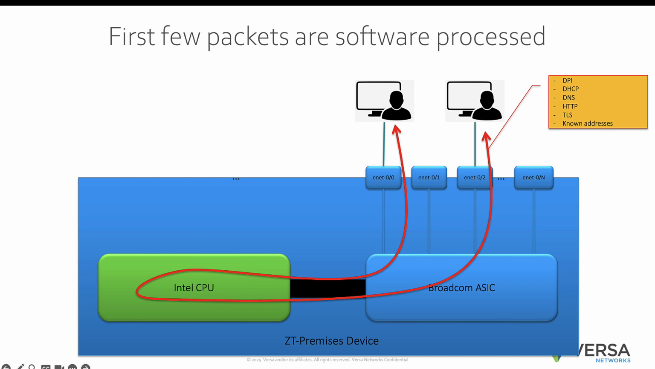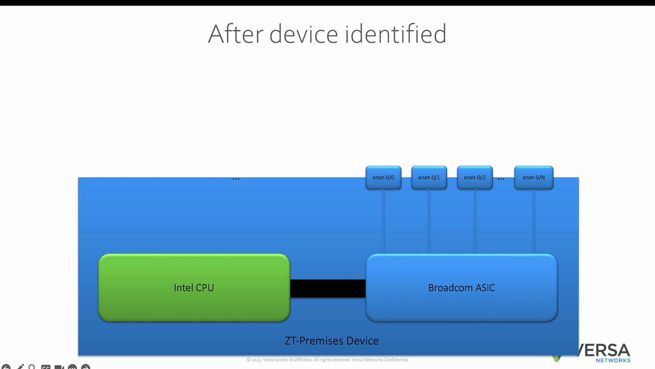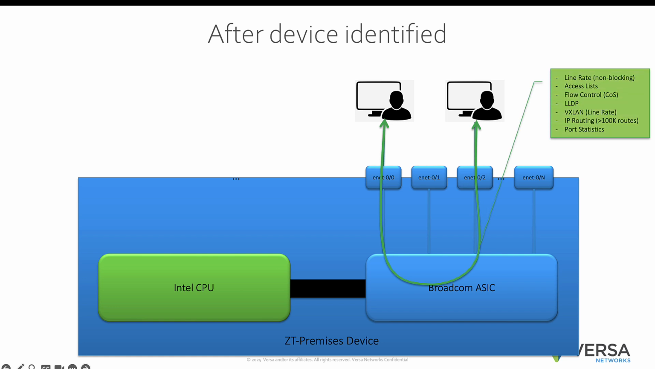As soon as the device is identified, we switch to hardware processing, meaning that all the communication from the device to other devices happens through the ASIC only, and it is going to be at line rate. We can have access lists, we can do VXLAN encapsulation and many other features, and it's all going to be non-blocking and super fast.